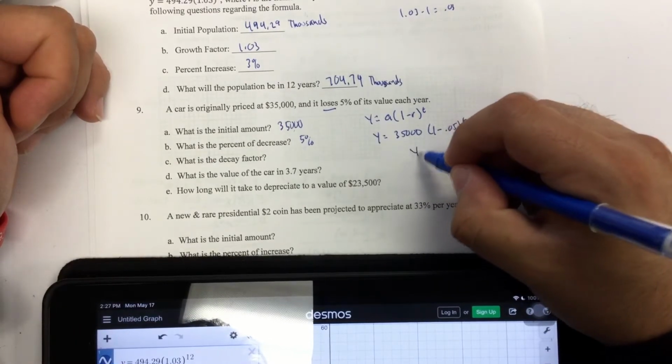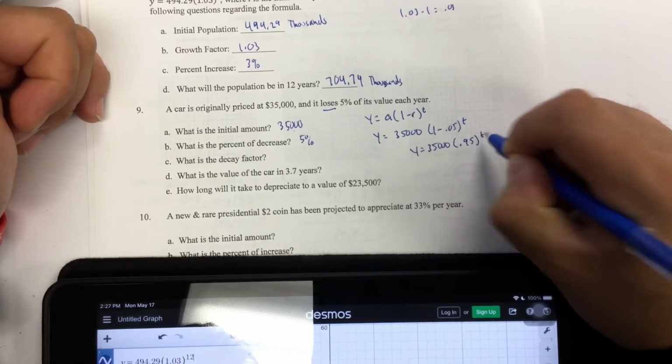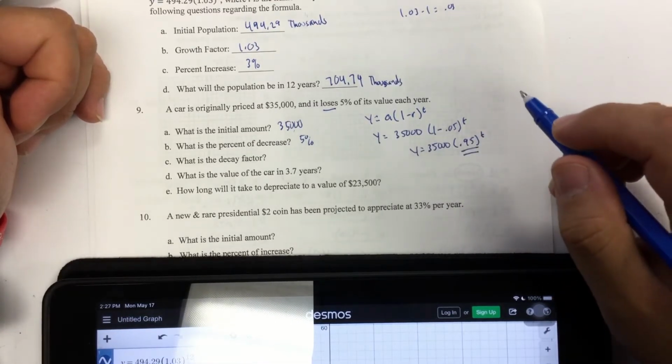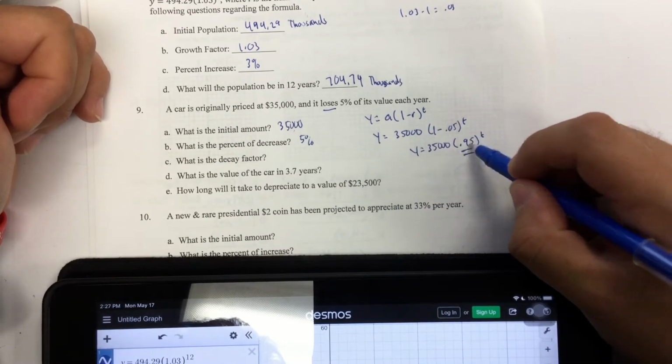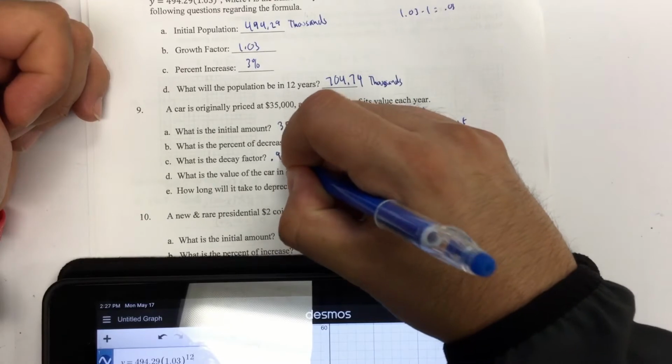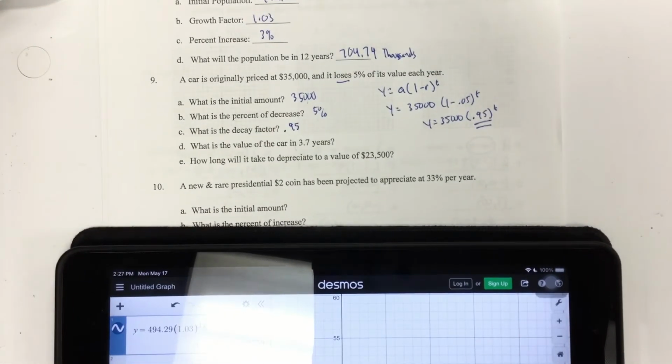And then the equation is y equals 35,000 times 0.95 raised to the t. And because this is 0.95, it is losing. It is depreciating. So what is the decay factor? Well, the decay factor is going to be 0.95. And then from here it says, what is the value of the car in 3.7 years?